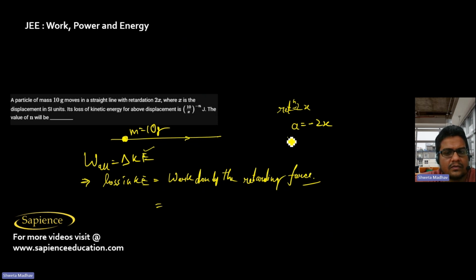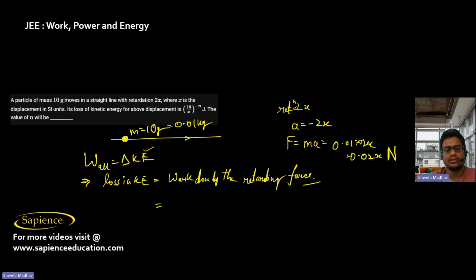So the force will be equal to mass into acceleration. Mass is 10 grams, so it is 0.01 kg. So it is 0.01 into 2x, that is 0.02x Newton. 0.02x Newton is the force. So force is a function of x. Force is depending on x. So here we need to do the integral, so it will be f into dx.